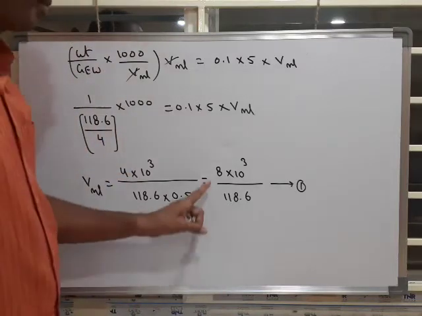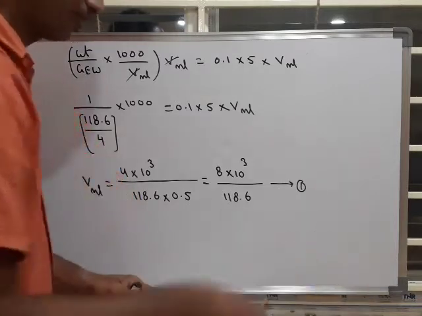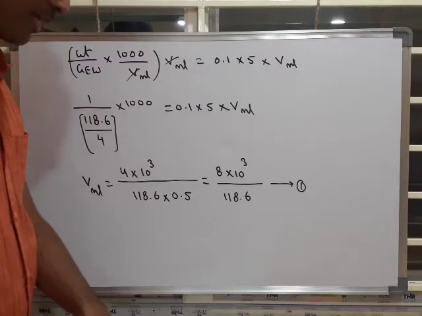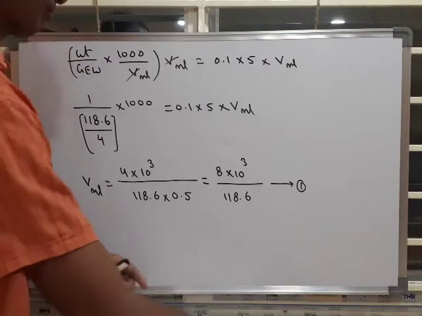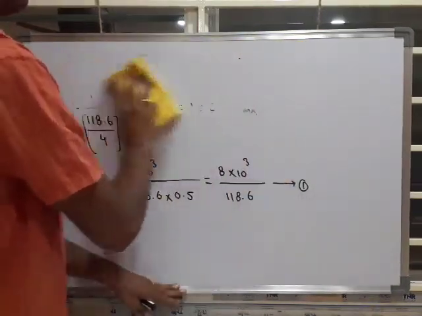So just remember this value, 18 to the power 3. So I am writing that value here. That is 18 to the power 3 by 118.6. So this is equation 1. Next we do the problem with the potassium dichromate, that is case 2.